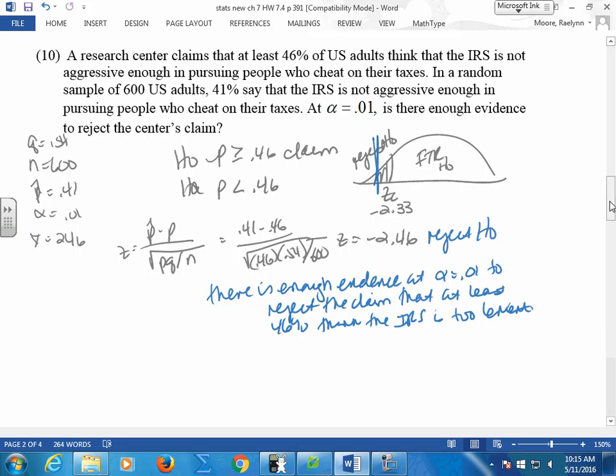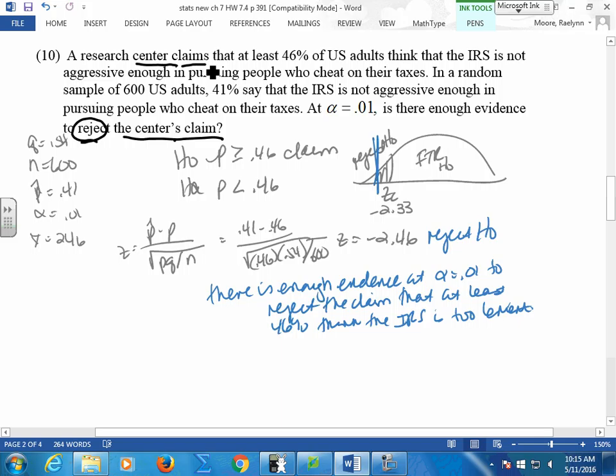So here's one: a research center claims that at least 46% of U.S. adults think that the IRS is not aggressive enough in pursuing people who cheat on their taxes. Flip to that last sentence. Is there enough evidence to reject the center's claim? Oh, this is my center, this is my claim, and reject means, is my claim going to be H0 or HA? H0. So does it have to have an equal sign or no equal sign? Equal sign. There it is. At least. Greater than or equal to.